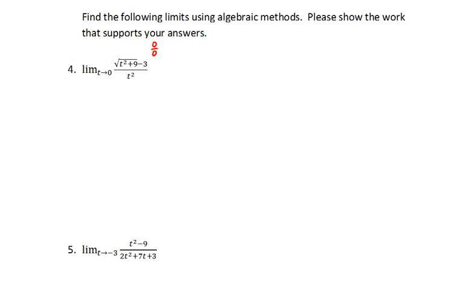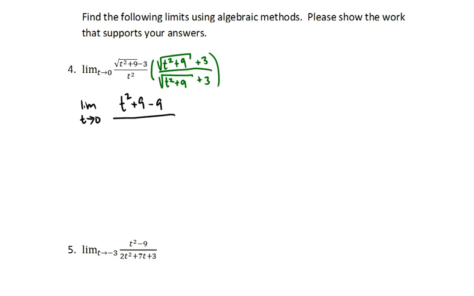Since I can't do direct substitution, I see the radical. I want to multiply by the conjugate of that radical expression, and that would be square root of t squared plus 9 plus 3 over the same thing. When we multiply out, in the numerator it'll be first term squared minus second term squared, so it's t squared plus 9 minus 9. And that's all divided by t squared times square root of t squared plus 9 plus 3.